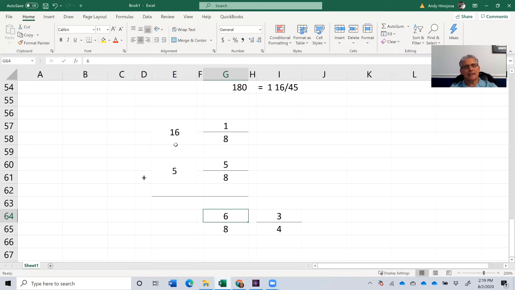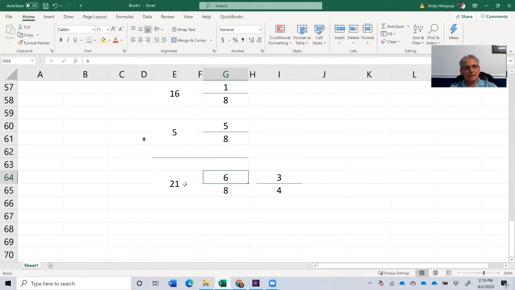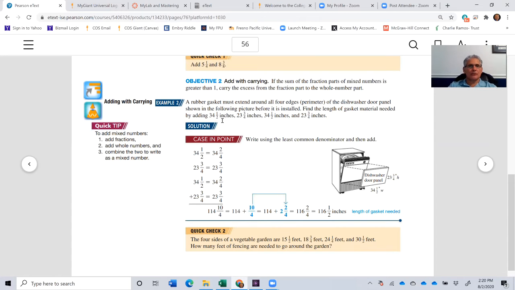And then let's add these up independent of the fraction. 16 plus 5 is 21. So we had 21 6/8, but the 6/8 is going to be reduced to 3/4. So the final answer is going to be 21 3/4.